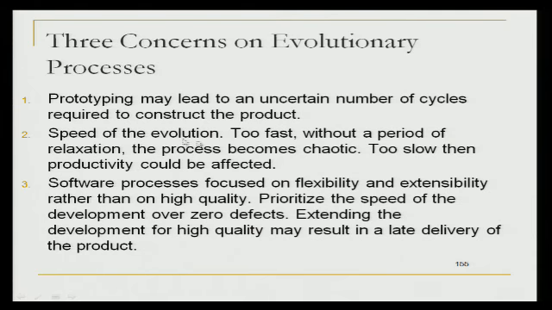Just the speed: if it's too fast, it becomes chaotic. If it's too slow, then again, productivity could be affected. One of the things about evolution, just like normal evolution, you've got to be careful it happens at the right pace. With each iteration and each increment that you put out, there's overhead. Every time you spin an iteration or an increment, you've got to go through some overhead. That overhead includes basic management, configuration management, testing, reporting, things like this. Uploading it to a website if you have to do that.